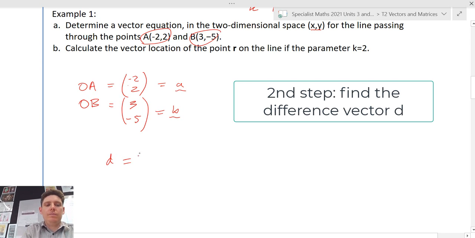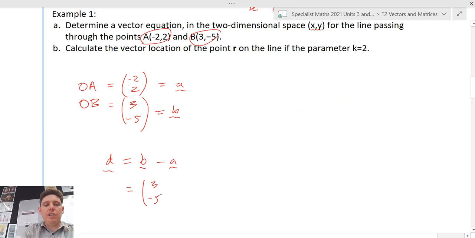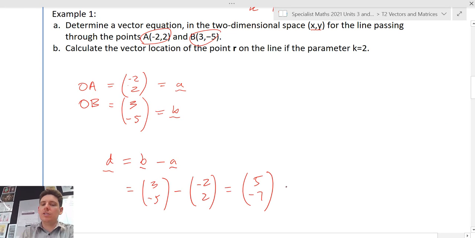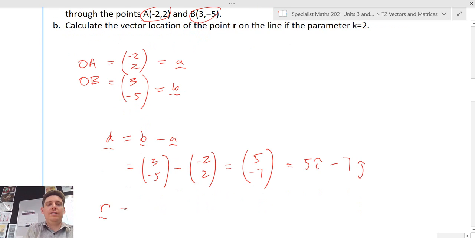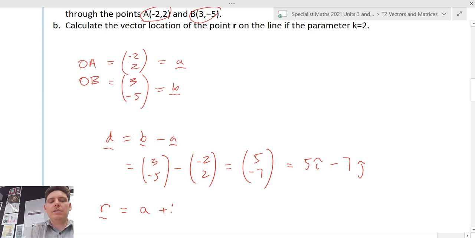Yep. Three, negative 5, minus negative 2, 2. You could also write it like this. And the last step, it's pretty tricky. No. Use that equation I gave you. So R equals A plus KD.